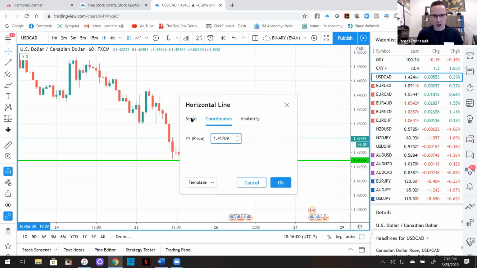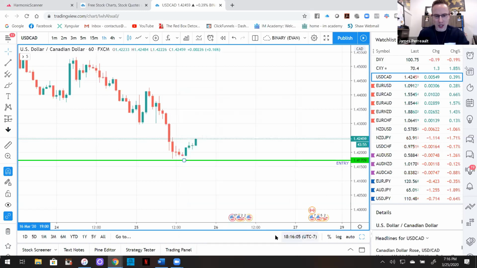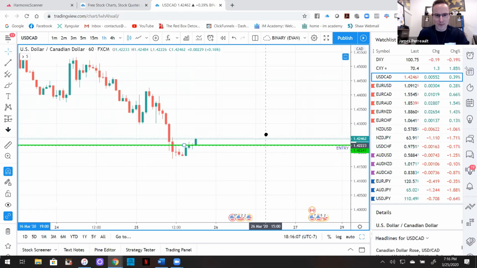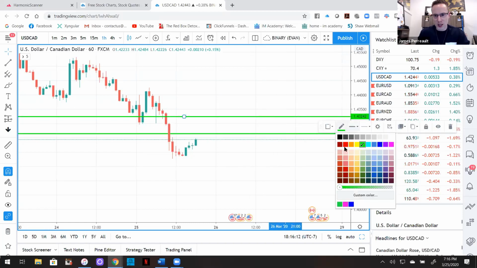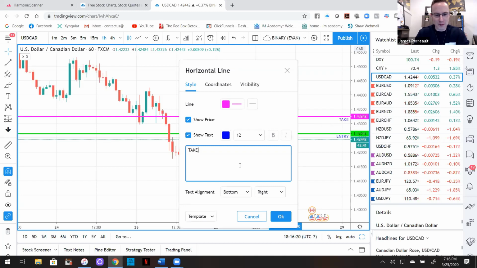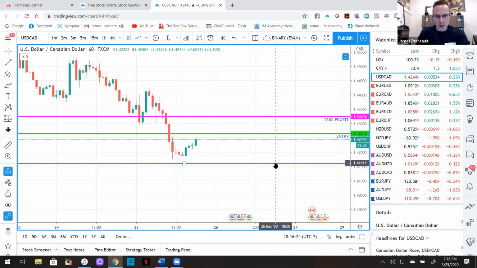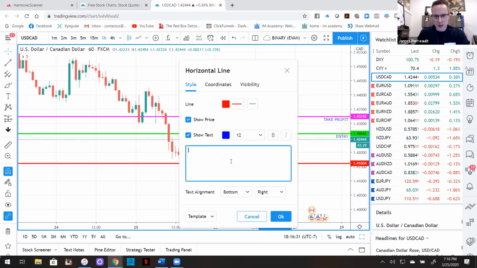And you can change this as well. So this is my entry point, right? This is just an example, guys. Let me put it up here. Let me throw another line on here. We'll say this is going to be our purple for take profit, right? So this one I'll say take profit. And then we'll throw another line on here just for stop loss, right? Red is bad, stop loss, okay? Oops, I'm setting an alarm. Let's just say stop loss.